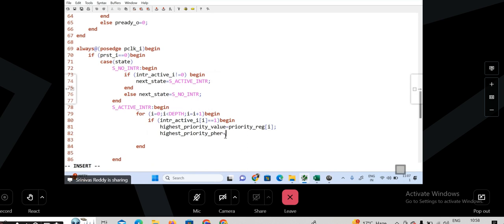Next, what do I need to do? Interrupt to be serviced is equal to what? Highest peripheral. Did you understand? After this, what do I need to do? You can make flag equal to what? Flag is equal to 0. Whether I need to make flag 0 or 1.